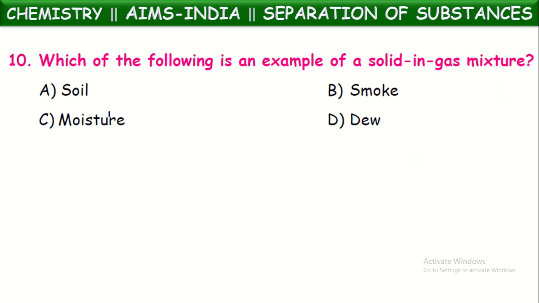Next, which of the following is an example of solid in gas mixture? See, soil is a mixture of so many kinds of substances. Solid, liquid, and even gaseous components are also in the soil. So it is not. If we see smoke, yes, smoke contains some dust particles or carbon particles in it. So they are solid substances present in the gas. So smoke is an example of a solid in gas mixture.